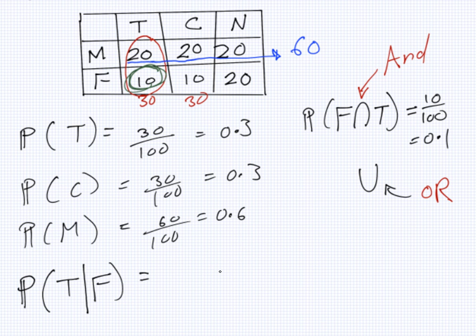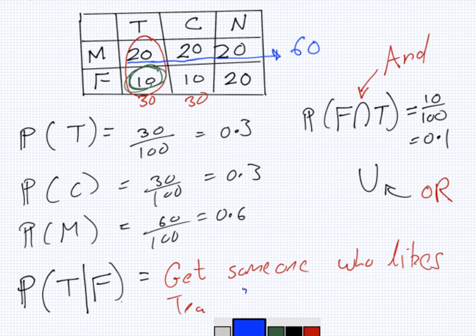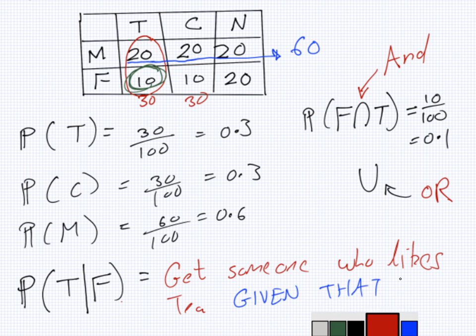Sean, you're talking. Do you have the answer? No. Okay, does anyone know this symbol? No? Okay. This is the probability that you get someone who likes tea, and the meaning now is given that they are female.